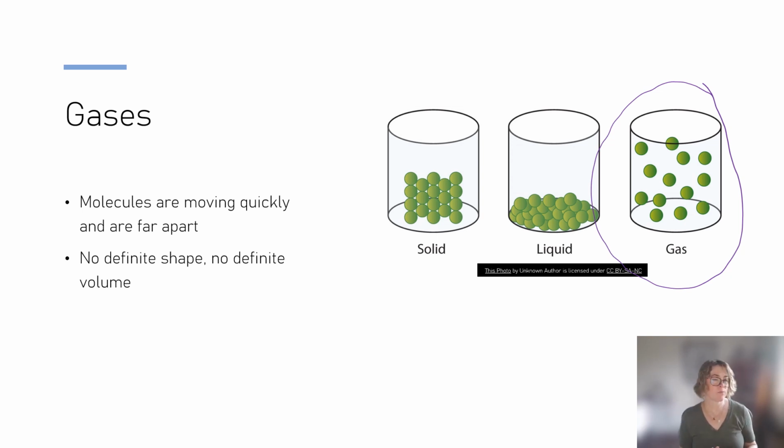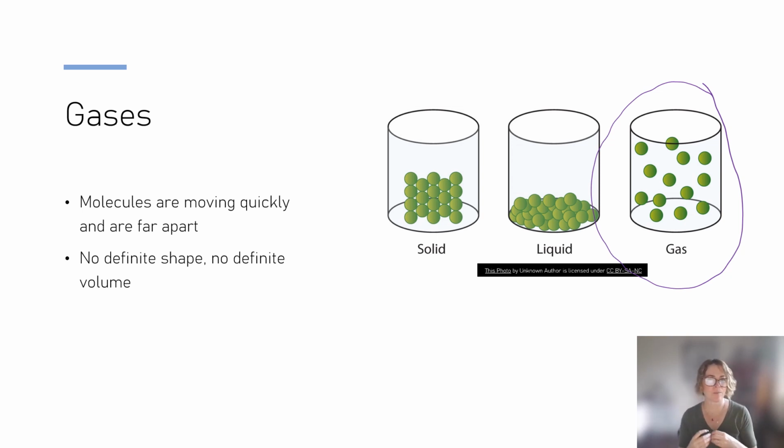The other component for a gas is that it does not have a definite shape and it has no definite volume. It is going to expand to fill the container. This is going to be very different than a solid or a liquid, right? A solid has a very definite shape, very defined volume, and its particles are very close together and really interacting with each other.